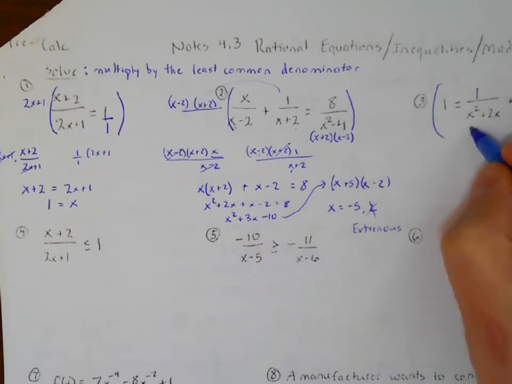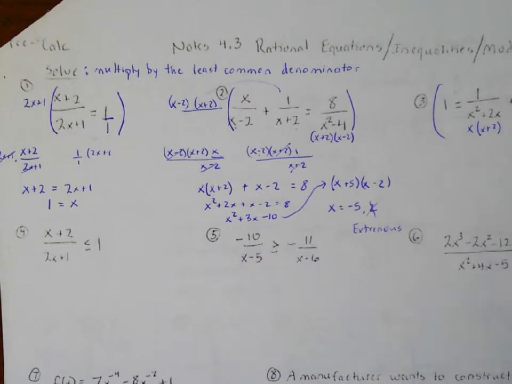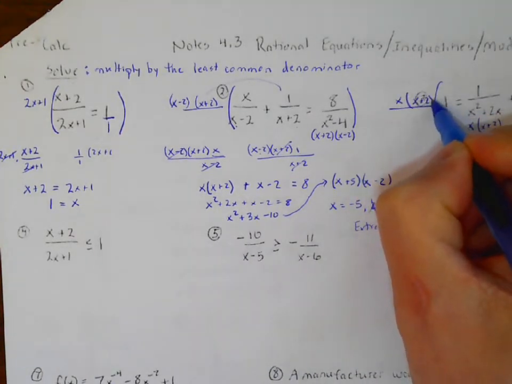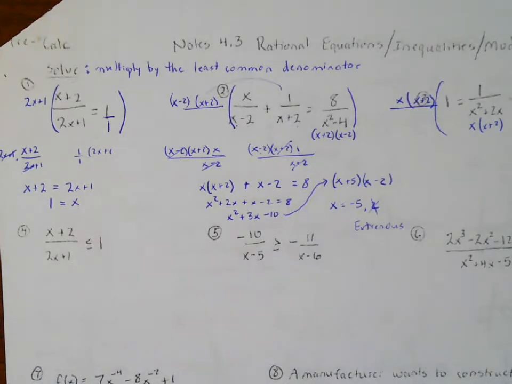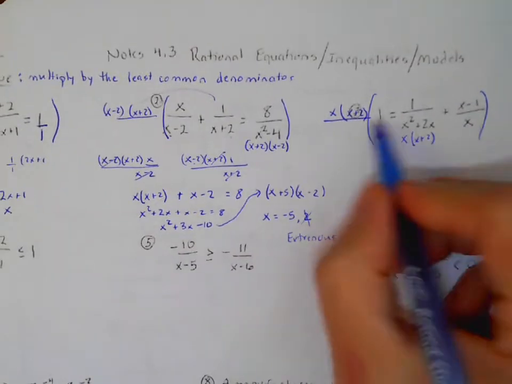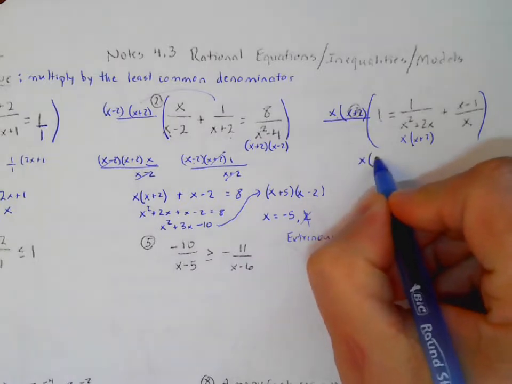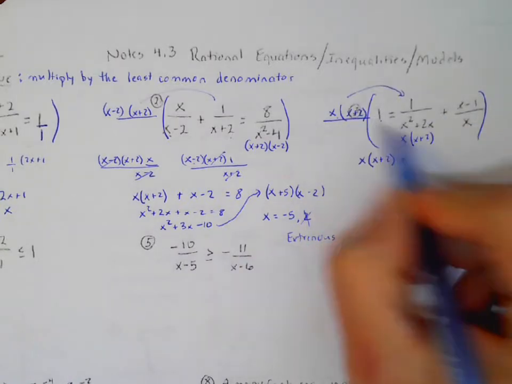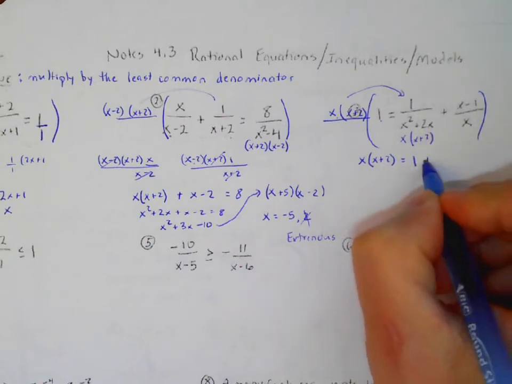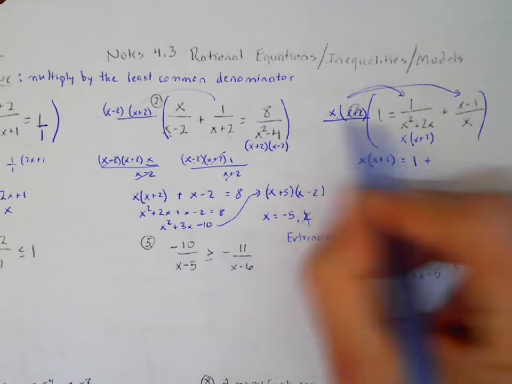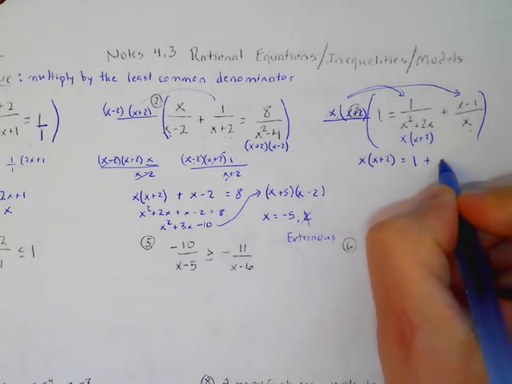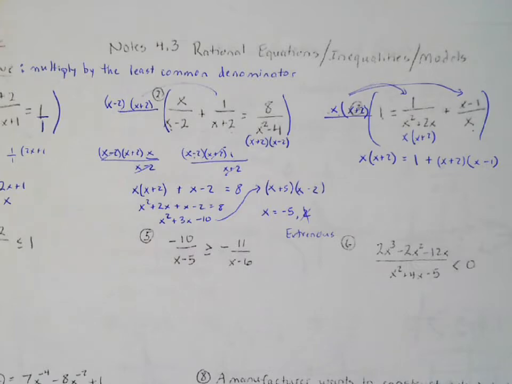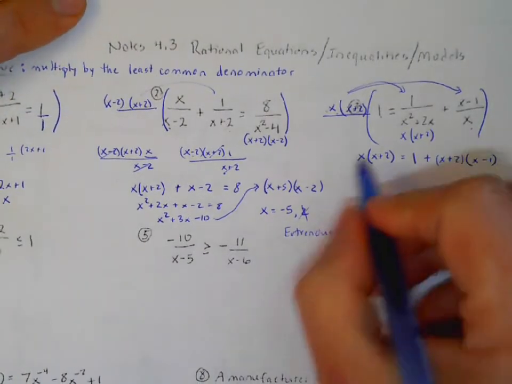This one here, if I factor, I have this. So what do I have to multiply by? I have to multiply by an x and an x plus 2. When I multiply this times 1, nothing cancels out, so I just have that times that. When I multiply here, both of them cancel, so I just have the 1 left. And when I multiply here, the x over the x cancels, so I have x plus 2 times x minus 1. Now it's just regular solving.